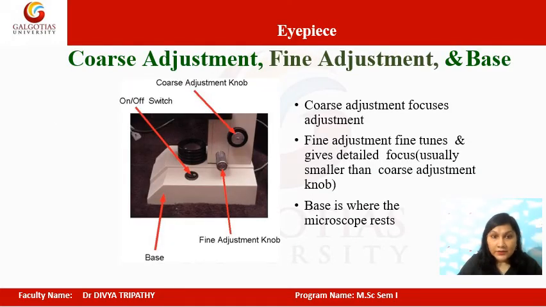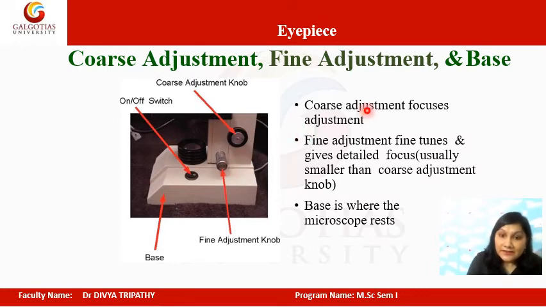Now coming to the next part of the compound microscope, that is coarse adjustment, fine adjustment and the base. We have two types of knobs present on the compound microscope. The one is the coarse adjustment knob and the second is the fine adjustment knob. These knobs are used to get clear pictures of the object.